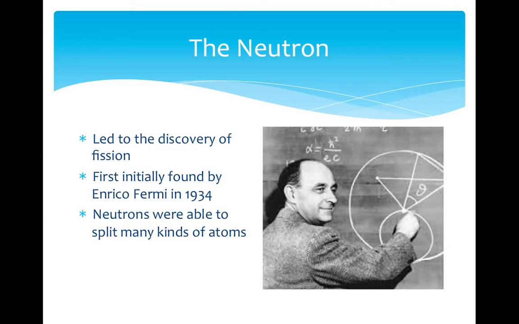The neutron. Discovery of the neutron led to the discovery of fission, based on the fact that when neutrons were fired at uranium, it resulted in a reaction that caused elements much lighter than uranium to form. This was first found by physicist Enrico Fermi in 1934. Fermi conducted experiments in Rome that showed neutrons could split into many kinds of atoms.